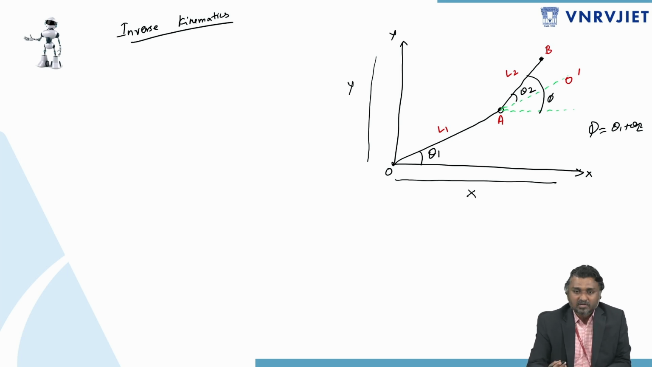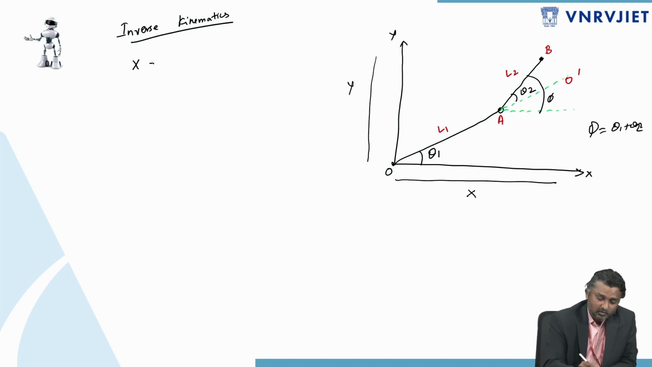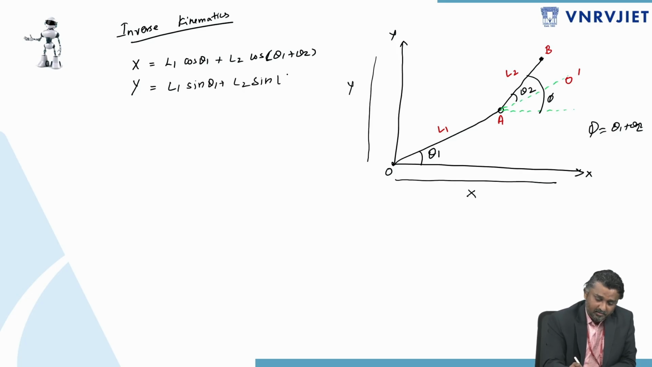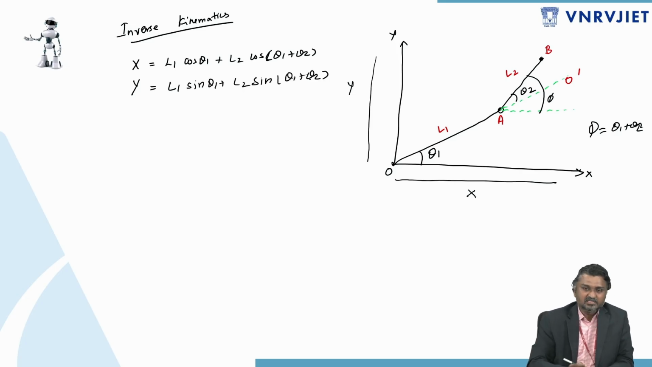Okay. So in forward kinematics, I already identified the total x distance: L1 cos theta 1 plus L2 cos(theta 1 plus theta 2). And the total y distance is equal to L1 sin theta 1 plus L2 sin(theta 1 plus theta 2). So this is the total x distance and y distance for the robotic system. In forward kinematics, we already identified the end effector position. So this is the inverse kinematics. I am just considering the total x distance and y distance equations.